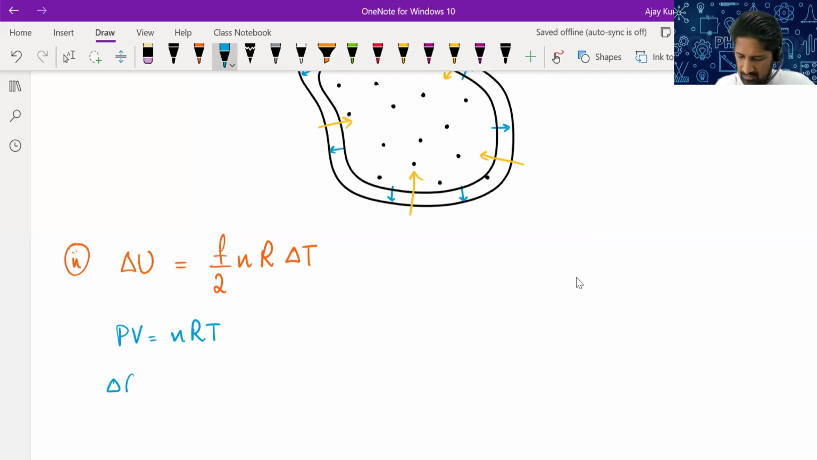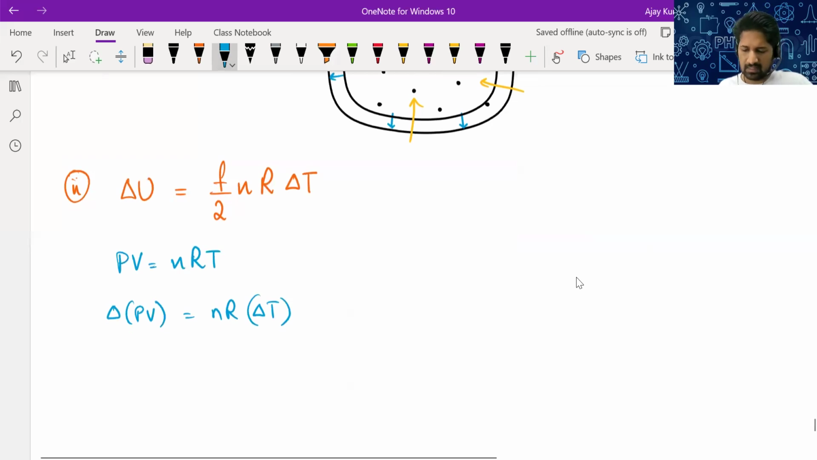Change on the left hand side will be equal to change on the right hand side. I mean, you'll have to do all this in case you don't remember the process specific formula. Right hand side, N and R are constant, so I put them aside and wrote it as delta T. Actually, if you want to go step by step, you'll have to take it as change in nRT.